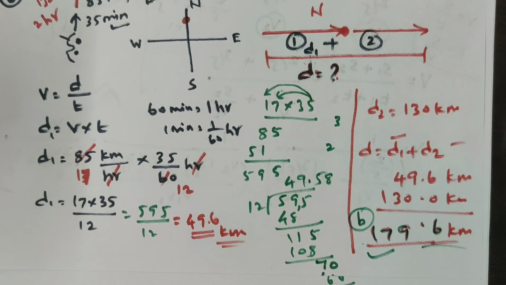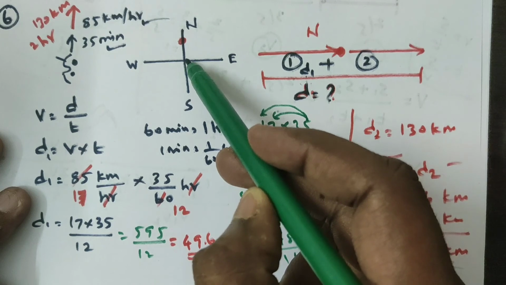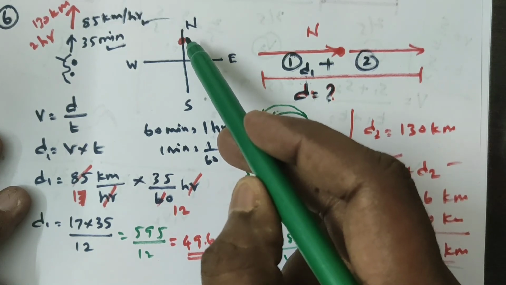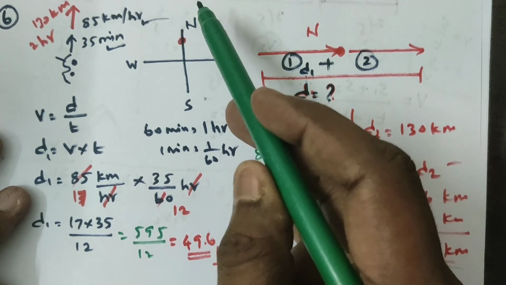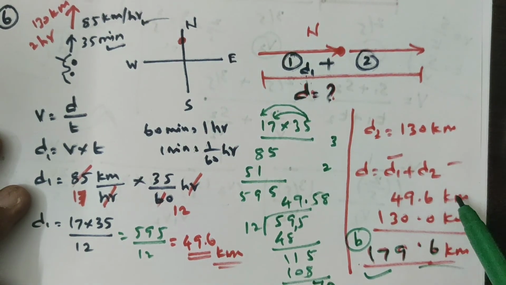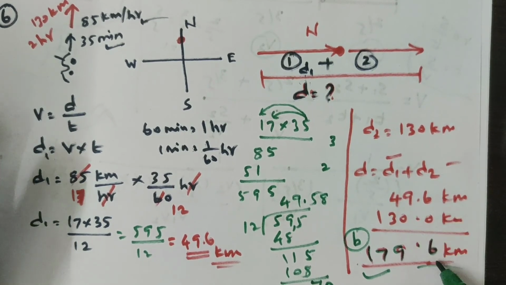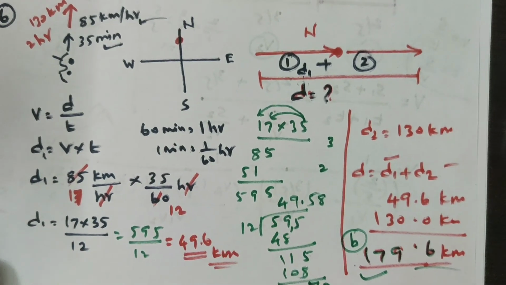For confusing purpose only they mentioned the direction, but there is nothing in it. He traveled in the same north direction. While taking the rest, the displacement is nothing. Again he starts to move, starts the journey. So the total displacement is D1 plus D2. D1 is 49.6, D2 is 130. If you add, it is 179.6 kilometer. The main point here is that the minutes value is converted into hours. I hope you understand.